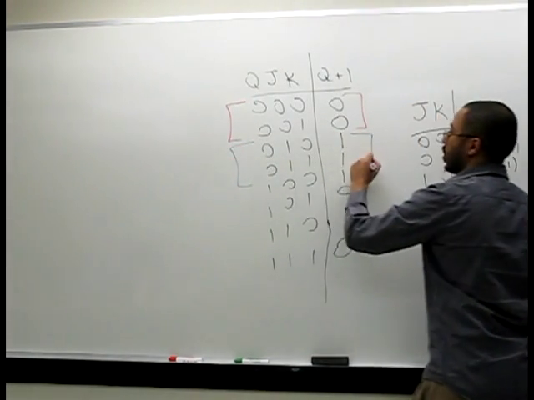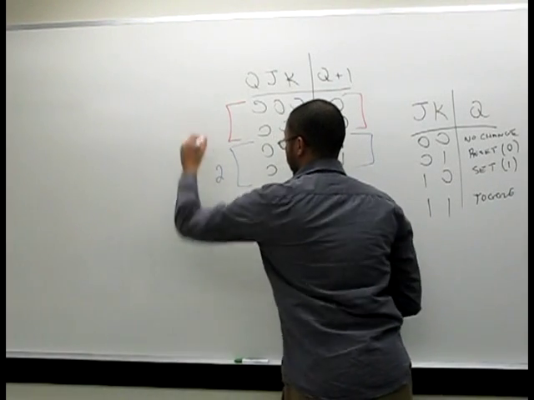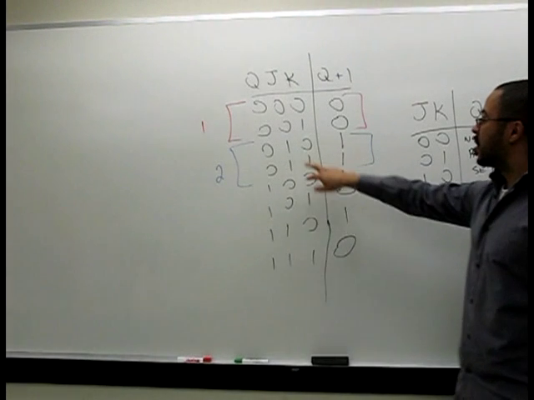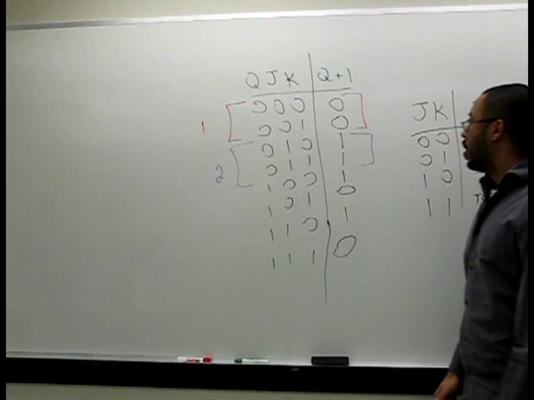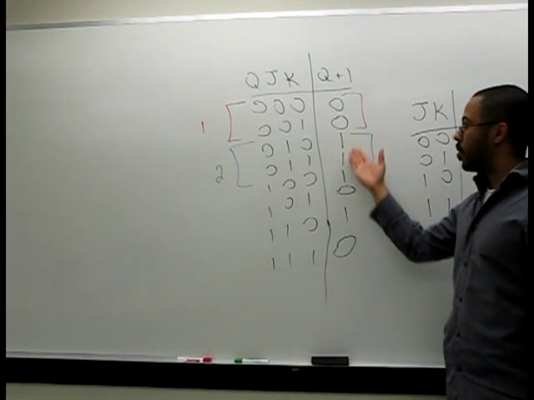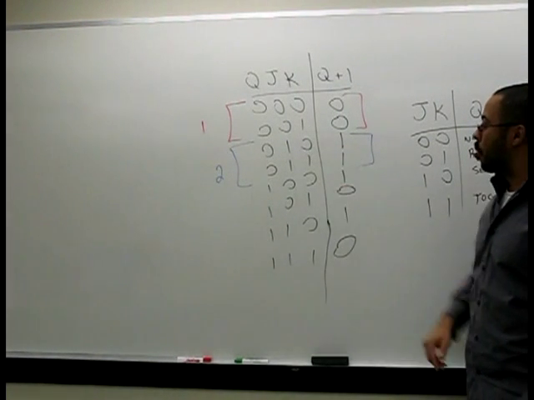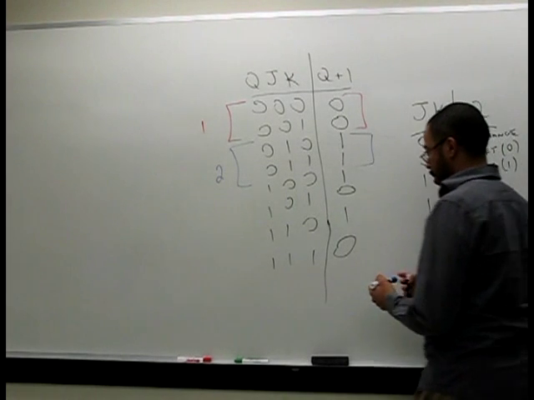Alright. Next statement, statement number 2. And I'll number them for you, 1, 2. As long as J is 1 and Q is 0, Q will be a 1 after the pulse. It doesn't matter what K is. It can be a 0 or a 1. That's shown right here on these 2 truths.